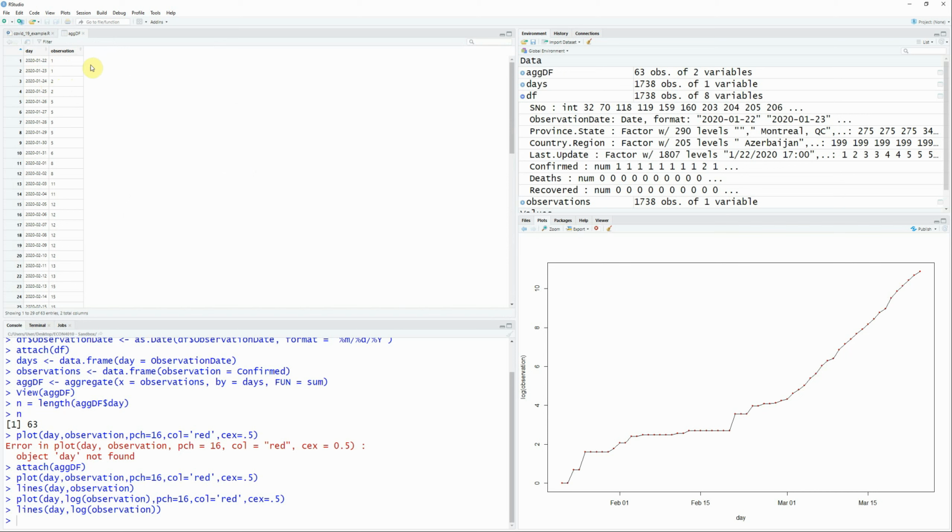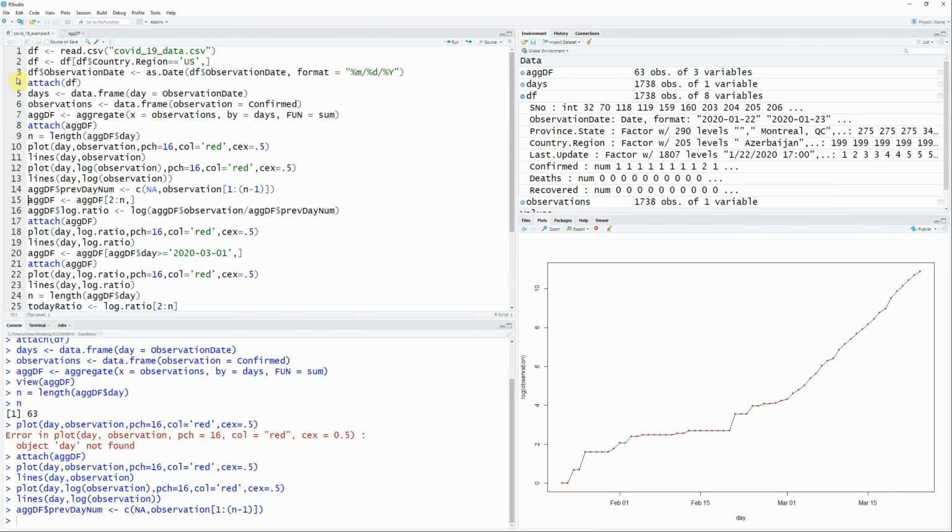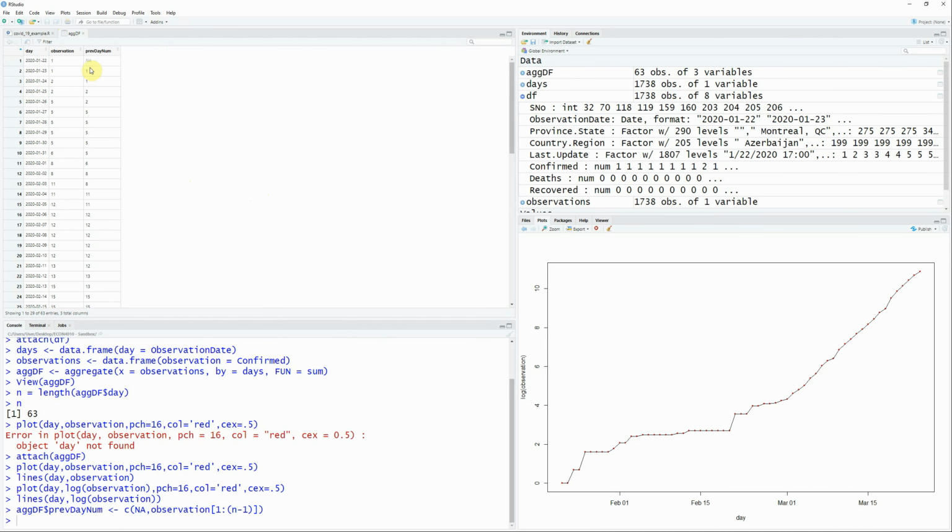Of course, for the first day, I don't have anything available. So the first day I have NA, and for the last day, my number would be just the 62nd row, not the 63rd row. That's why I'm having observations from the first row to the 62nd row, and nothing available for the first one. Now I add previous day number, and if I go look at that, I created that value.